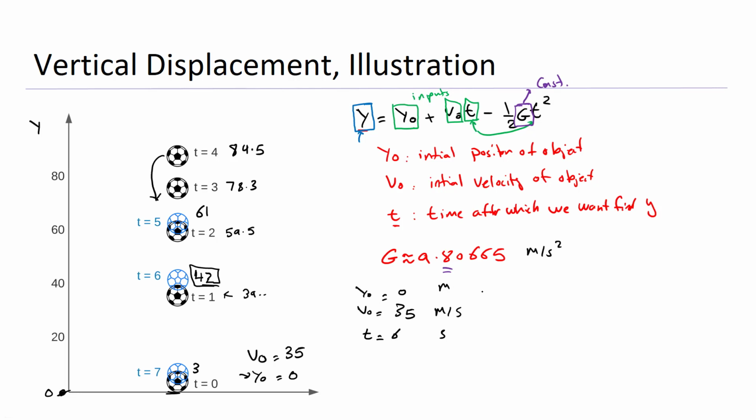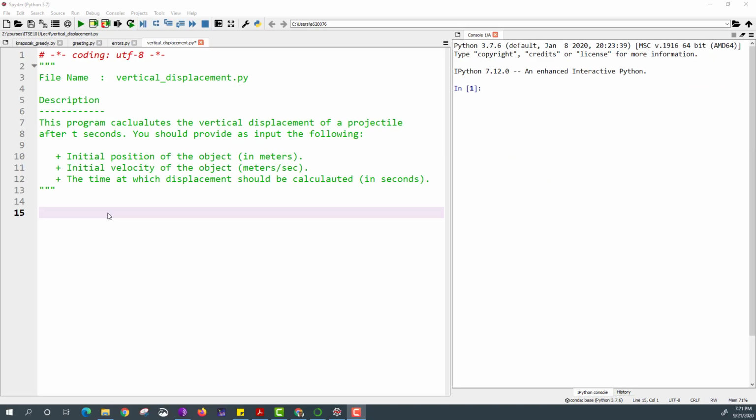So let's see how we can code this problem in Python. As we have done in the field perimeter problem, we will start by describing what our program is supposed to do. We still have the 3 main steps that we described before: getting input, doing computation, and displaying output.